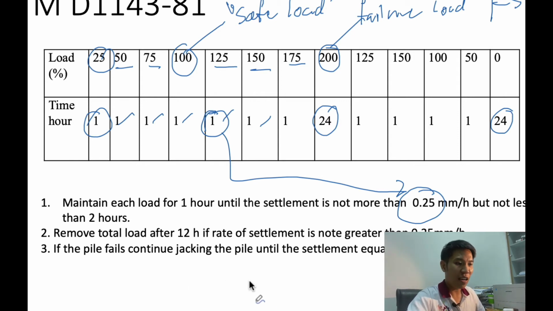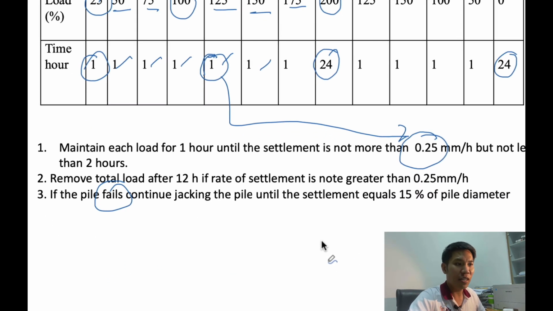And if you have any kind of pile failure, that means it creates really high deformation without load increment, you have to jack the pile until it is about 15% of the pile diameter, and after that you can finish. That means this pile has not passed.